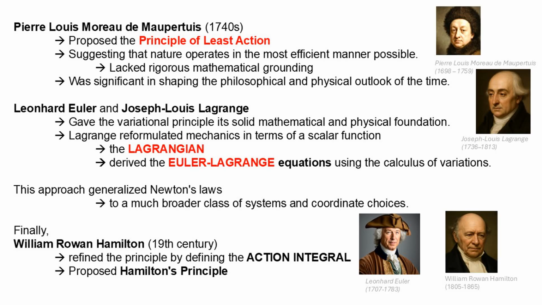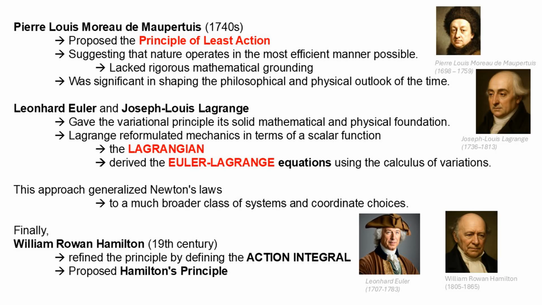Building on this conceptual foundation, Leonhard Euler and Joseph Louis Lagrange provided the principle with a solid mathematical structure. Lagrange, in particular, reformulated mechanics using a scalar function known as the Lagrangian, the difference between kinetic and potential energy, and derived the Euler-Lagrange equations through the newly developed calculus of variations. This approach not only generalized Newton's laws but also allowed for greater flexibility in choosing coordinate systems, making it applicable to a wide range of physical problems.